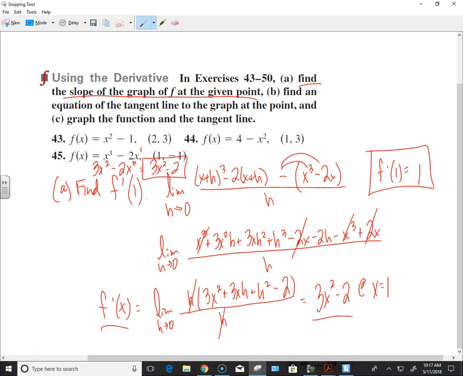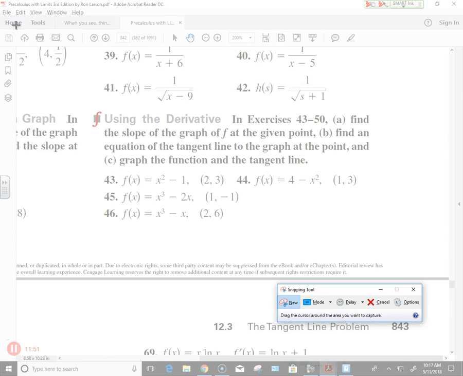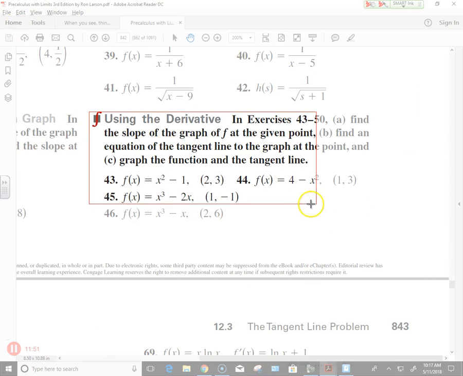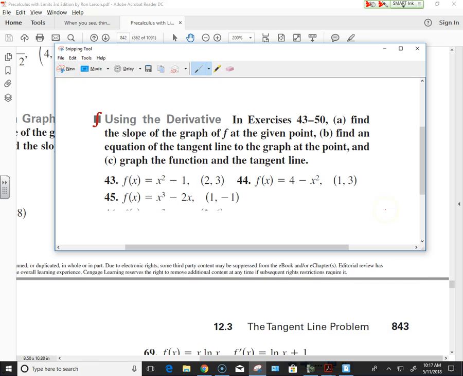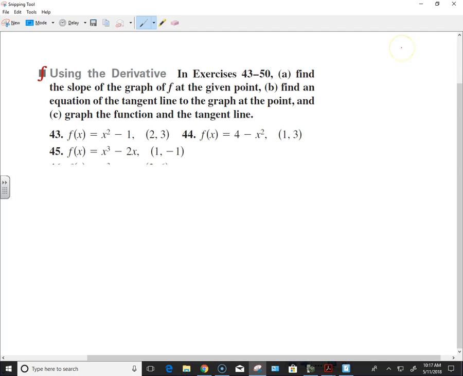All right, Andrew. What kind of line do I use for tangent lines? Y minus y1 equals m. Does that make sense? Which general equation? Point slope. So then for point slope, just to make things easier, let's take a new picture. Okay, so we just figured out that f prime of 1 is 1.